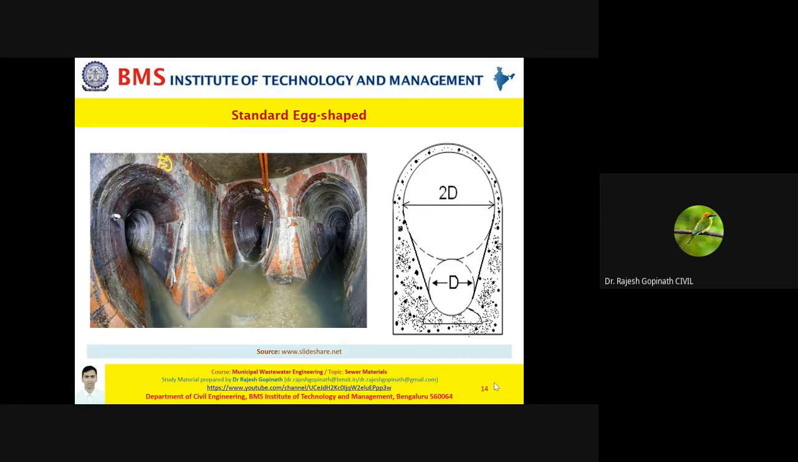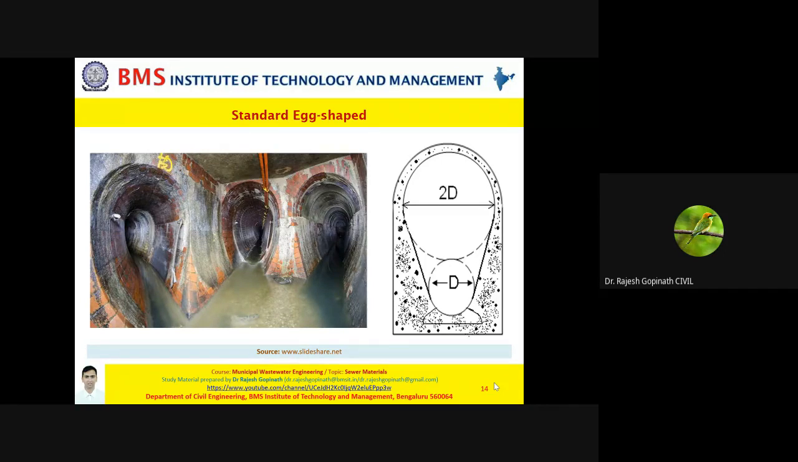Typically when I say shapes of sewers, there are 2 types: circular and non-circular. When you speak about non-circular, that is what we are going to understand further. We can have triangular, rectangular, parabolic, U-shape, and X-shape. What you see is X-shape. Further in X-shape we can have standard X-shape and modified X-shape. We can also have semi-elliptical, and I will also show you the basket handle section.